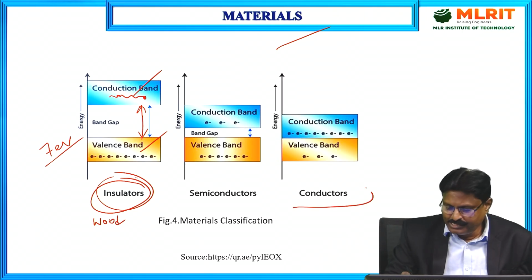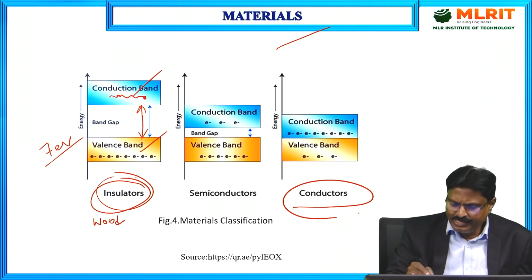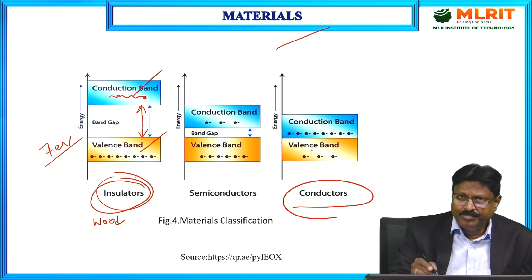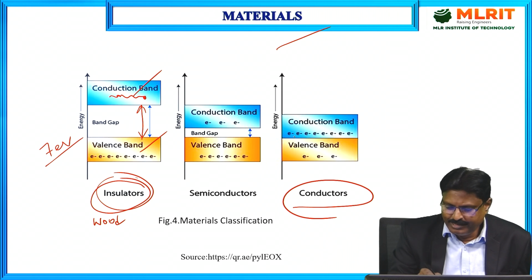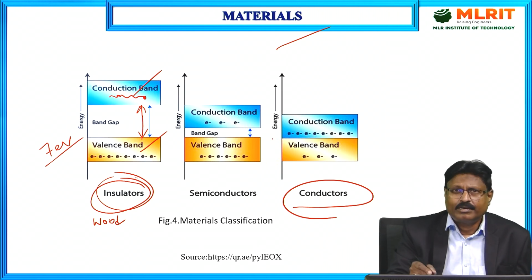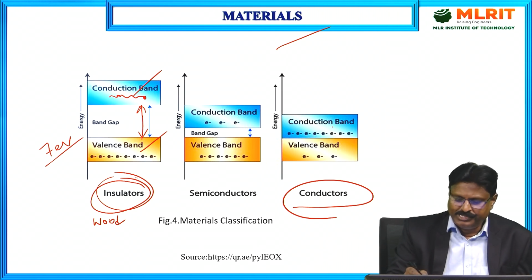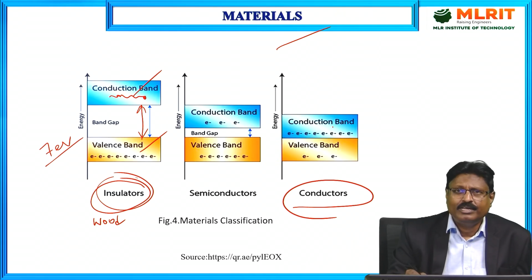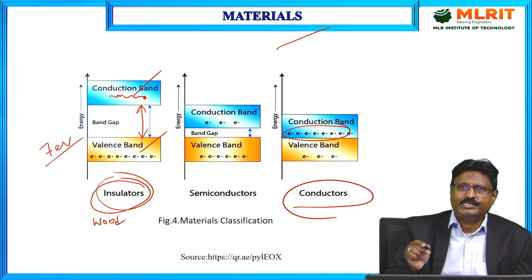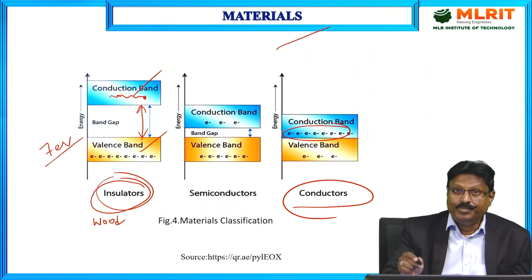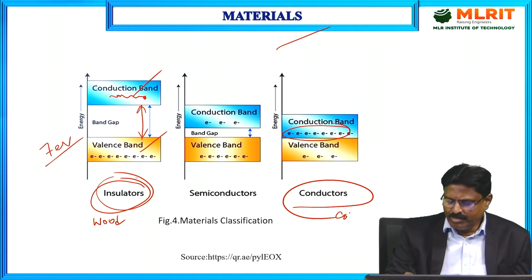Next, let us take the conductors. As you can see here, if you observe the energy band diagram, the energy band gap is not there. Both bands are combined with each other. So whatever electrons are there in the valence band will be in the conduction band. That's why a large movement of free electrons happens in the conduction band, which contributes to the flow of current in a large manner. That's why the conductivity of conductors is very high, and an example is copper.